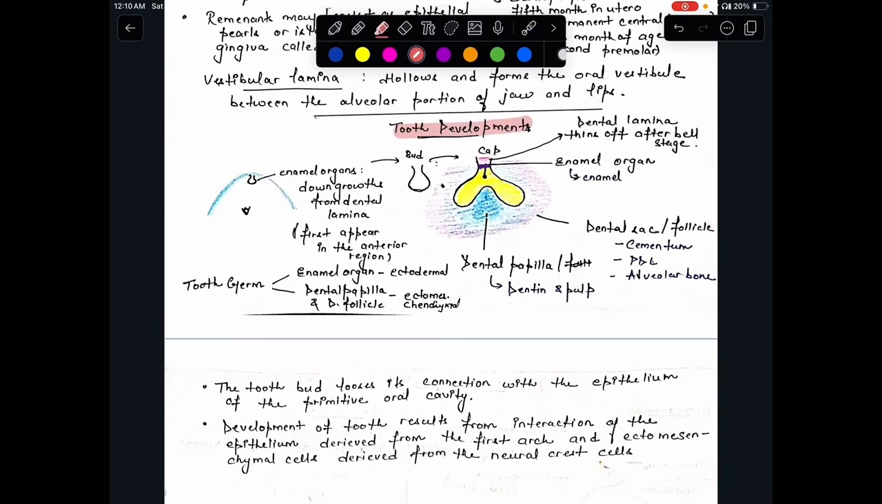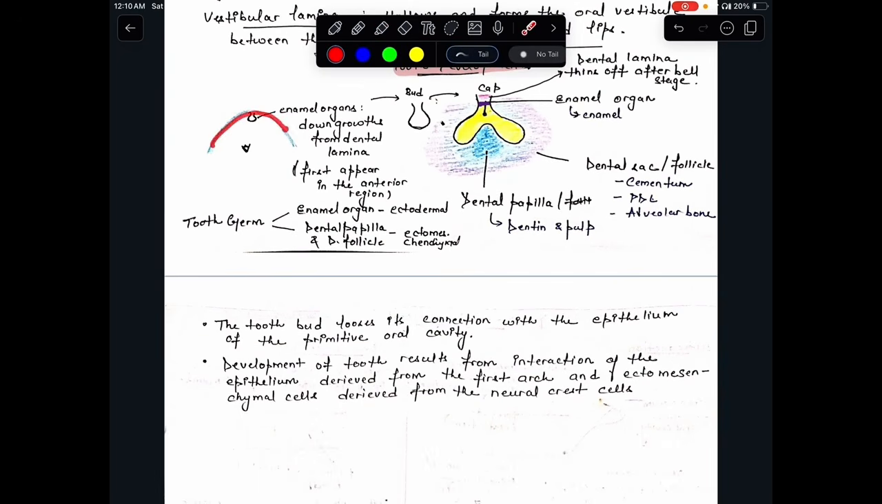What forms the tooth? We are going to discuss that. Here is your dental lamina, and this is the bud-like structure which gives rise to the tooth. This bud-like structure is called the enamel organ. The enamel organ is the downgrowth from the dental lamina into the ectomesenchymal region. It starts first in the anterior region, as I have told you before. What this enamel organ later forms is the tooth germ. This is the main structure.